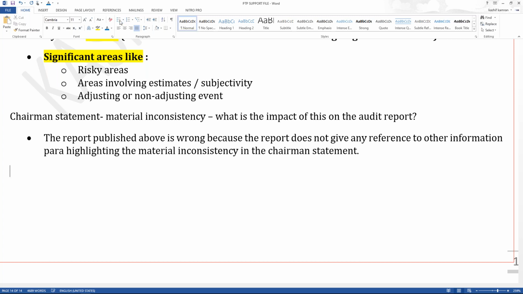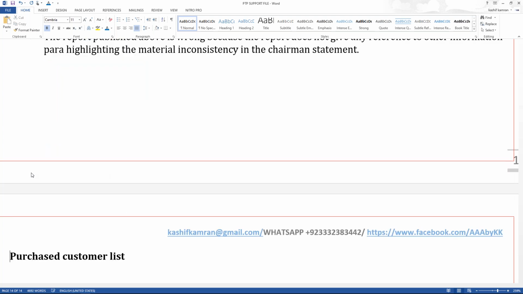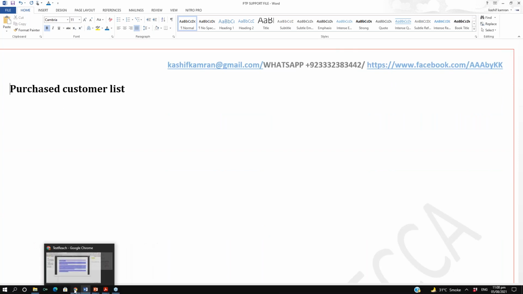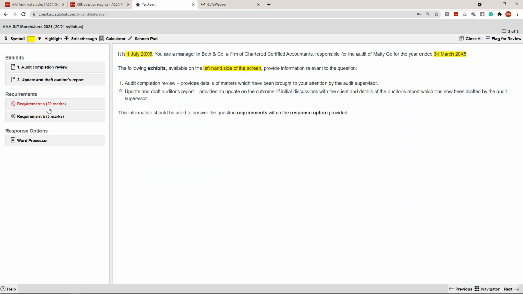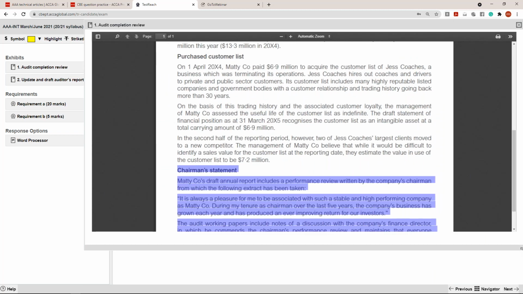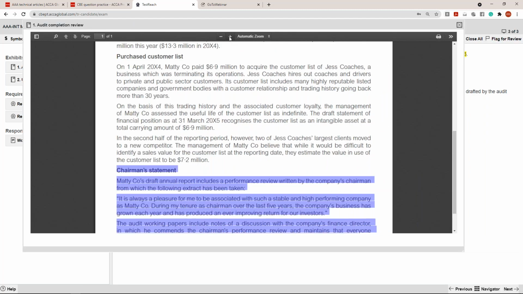Okay. What about the last issue? The last issue was the purchased customer list. Let's see who is a clever student in the last 10 minutes of this webinar today. Are you all ready to read the purchase customer list with me? Okay. Let me show you the purchase customer list on the practice platform. Can you all read this on your screen in front?